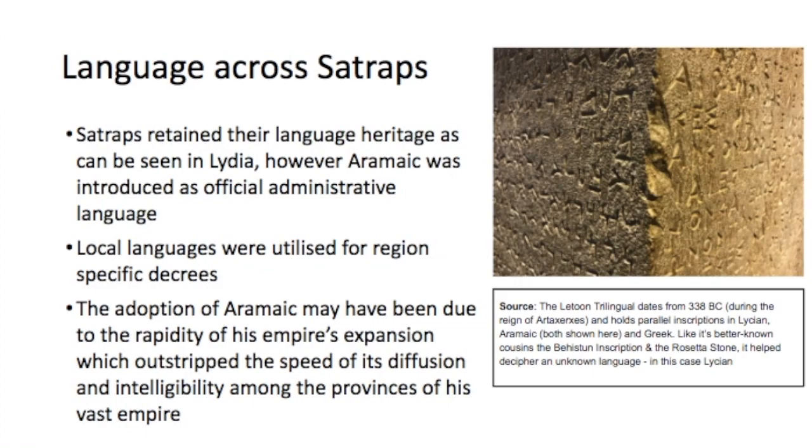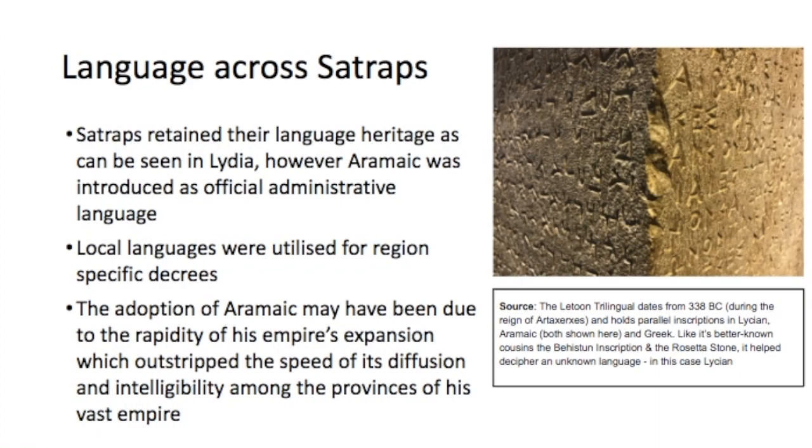As you can see with the Chalouf stele, we do see that satraps retain their own language heritage, so Egyptians still used Egyptian. This can also be seen in Lydia. However, Aramaic was introduced as the official administrative language. This was used in official decrees, in communication back to the empire, and administration. All the different treasury tablets use Aramaic. Local languages were utilized for regional specific decrees, so we do see the Persian kings willing to use local languages in order to make sure that the particular region is able to fully understand what they're required to do.